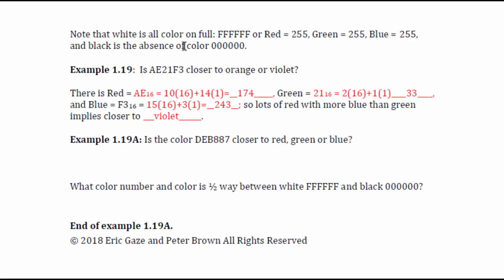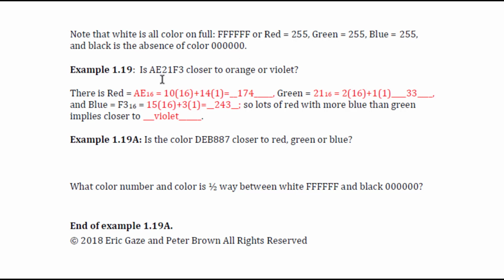Some of the chart we just looked at: white is all colors on full, which would be FF. And FF, like I said, is 255, so that would be 255, 255, 255. That's everything on. You get white. And black is the absence of color, which is 0, 0, 0.